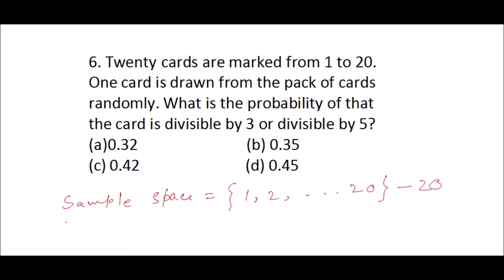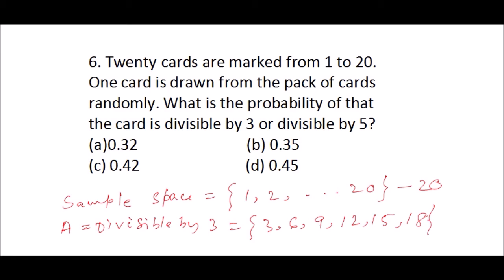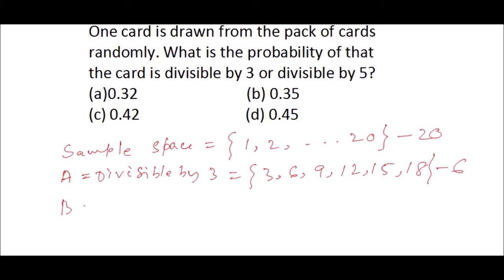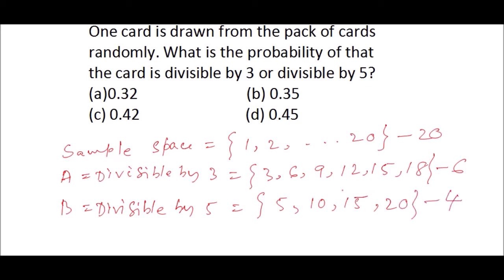Now, let us consider an event A where it is divisible by 3. So, what are the entries? 3, 6, 9, 12, 15 and 18. How many elements are there? You can see there are 6 elements. Next, another event B where the card is divisible by 5. What are the elements? 5, 10, 15 and 20. How many elements? 4. Now one thing you can see here: in event A, the 15, and in event B, that 15 are common. That we'll consider now.